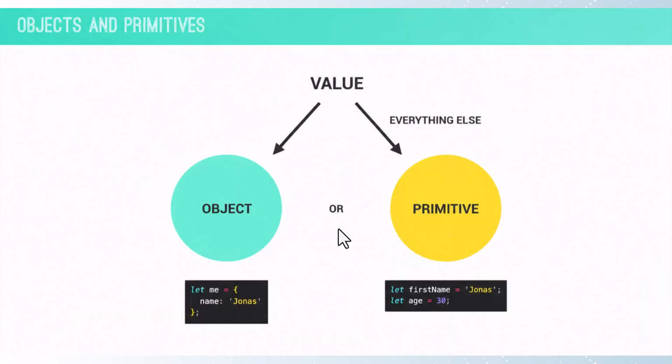Okay, now take a look here. A value is either an object or a primitive. So here in JavaScript, a value is only a primitive when it is not an object. The object part we will do next, and first we see the primitive values.